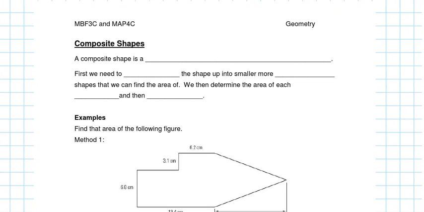All right, now, what are composite shapes? Yes, combining many shapes together, that's right. Okay, a composite shape is a shape that's made of multiple shapes.